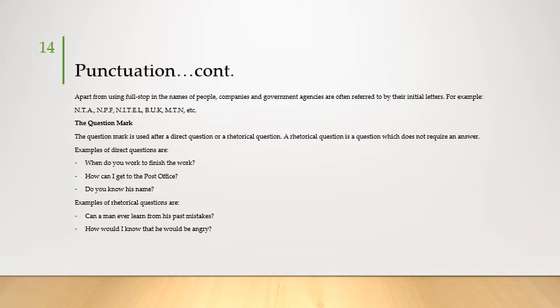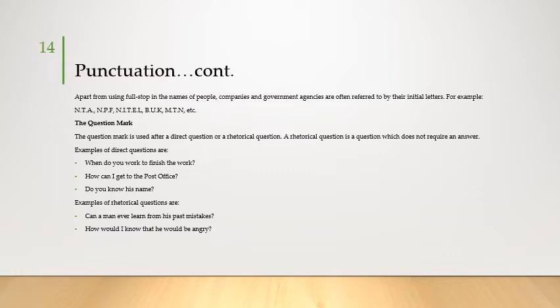Now we are done with full stop. Let's now talk about the question mark. The question mark is used after a direct question or a rhetorical question. A rhetorical question is a question which does not require an answer. Examples of direct questions are: when do you hope to finish the work?